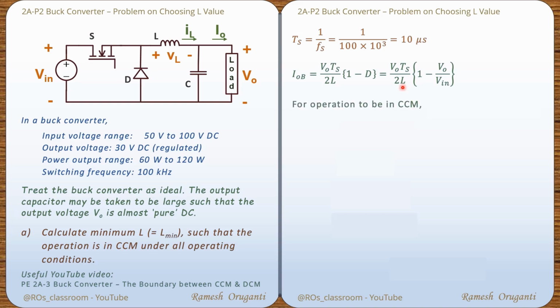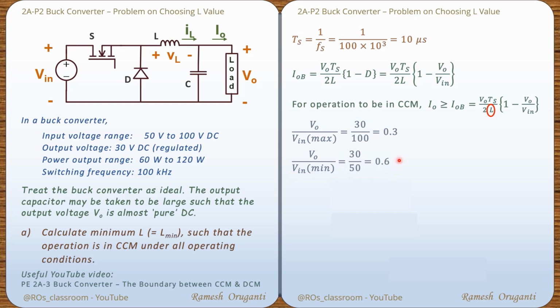So we would like to choose L in such a way that under all conditions IO is greater than IOB. The input voltage range is given as 50 to 100 volts DC. So V0 by Vin maximum will be 30 volts divided by 100 volts, which is equal to 0.3, which is of course equal to D minimum. Likewise, V0 by Vin minimum will be 30 by 50 volts, which is equal to 0.6, which is of course equal to D maximum. So the V0 by Vin ratio range is between 0.3 and 0.6.